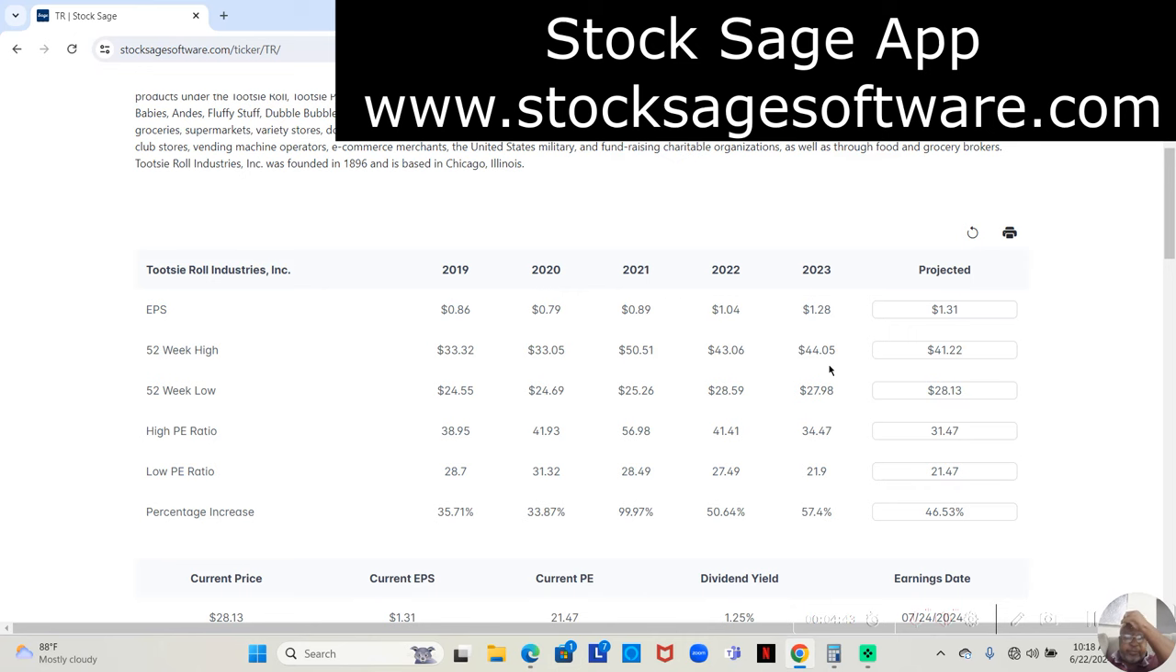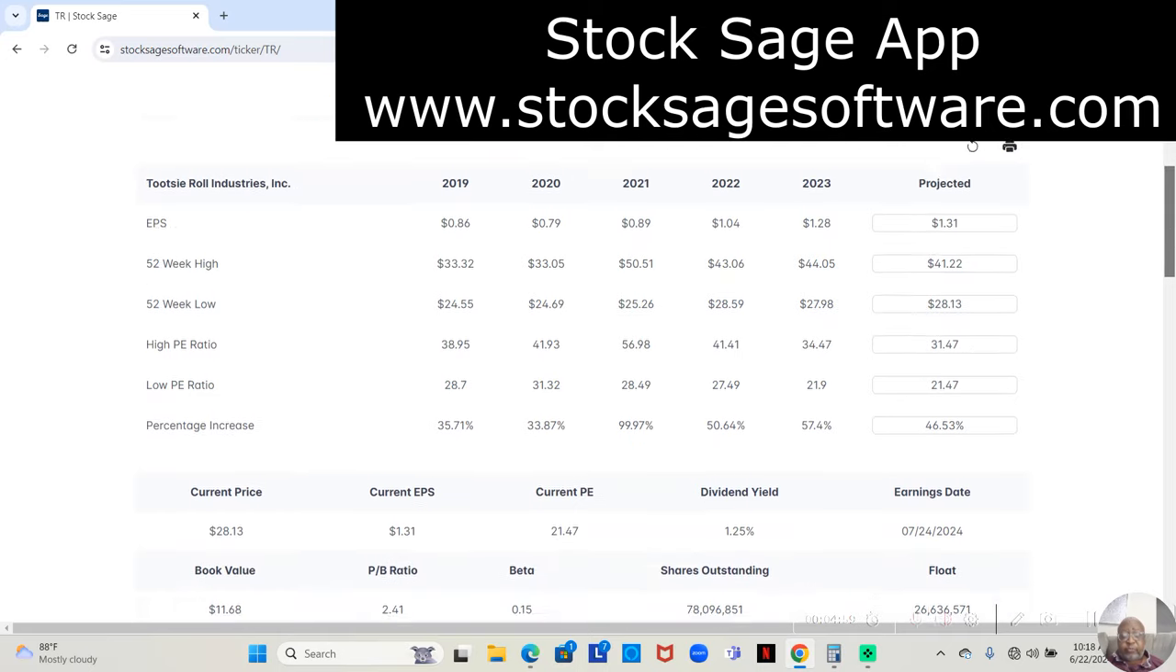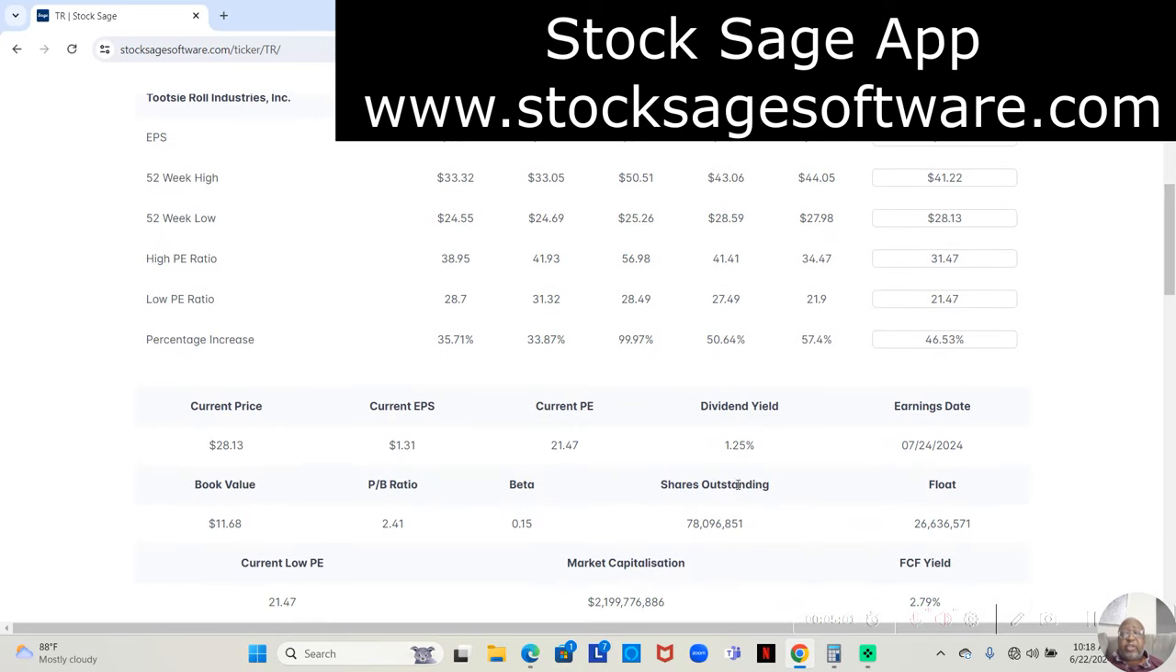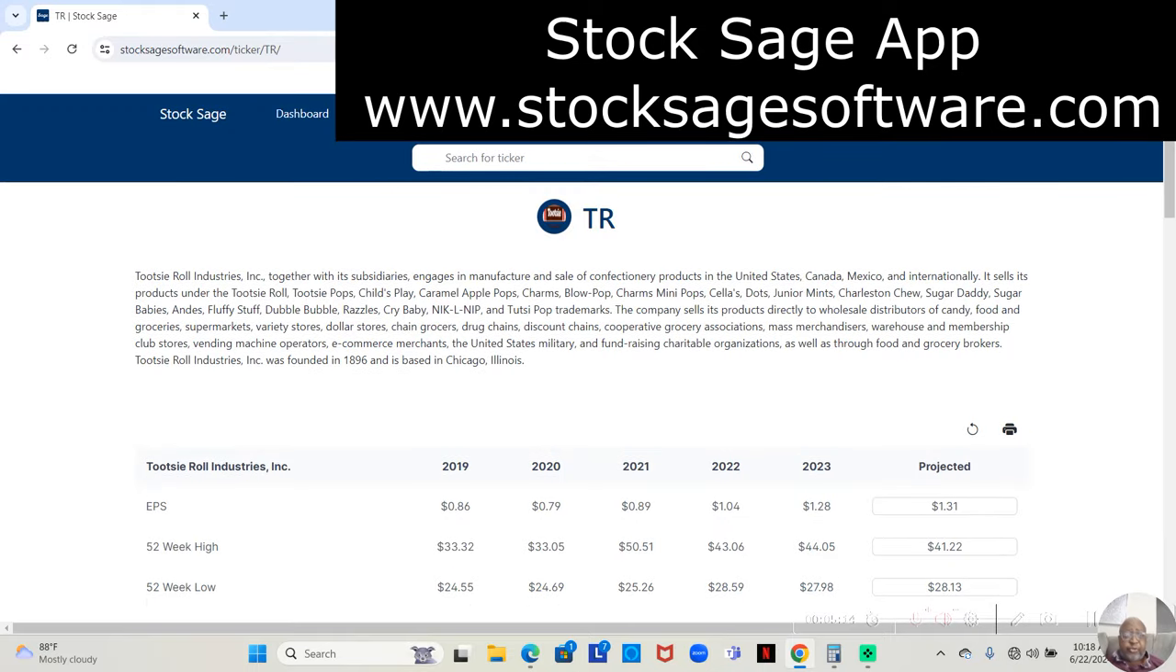It moved up. Let's say the high price in 2019 was 33. High price in 2023 was 44. So it's increasing a little, but not considerably. But if we look at the dividend, it's 1.25%. 2.5% for the dividend yield. So the dividend they're paying is not much.